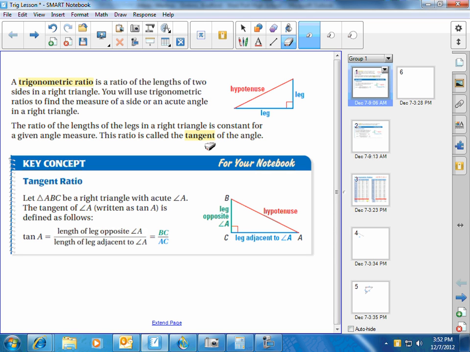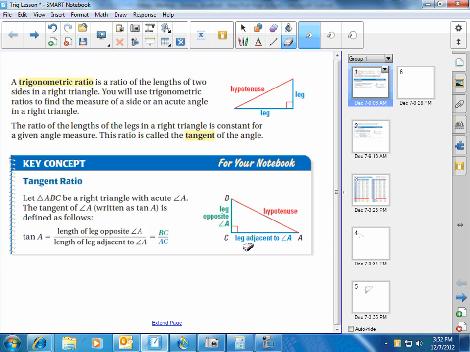The tangent ratio is the ratio of the length of the leg opposite the angle you're referring to over the length of the leg adjacent to the angle you're referring to. So let's say I was referring to angle A. The tangent ratio is going to be the length of the leg opposite over the length of the leg adjacent.